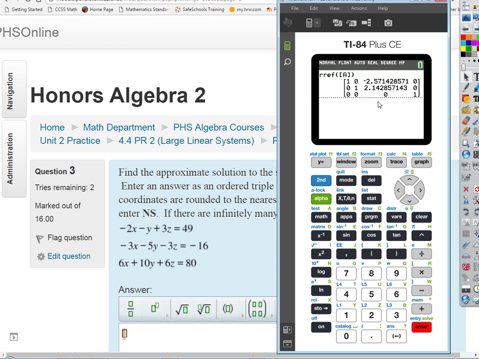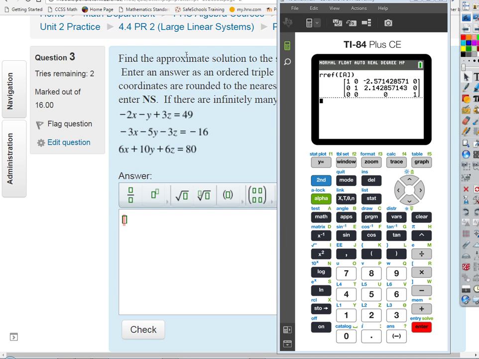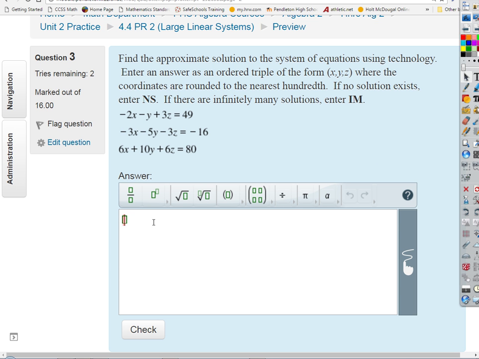So this is not a single solution. If you look at the bottom row in this matrix, look what it means. 0x plus 0y plus 0z equals 1. So what's that telling us? That's impossible, right? That's like saying 0 equals 1, which never happens. And so what do you suppose the answer to this problem is? It would be no solutions, because that is never true. And so NS.